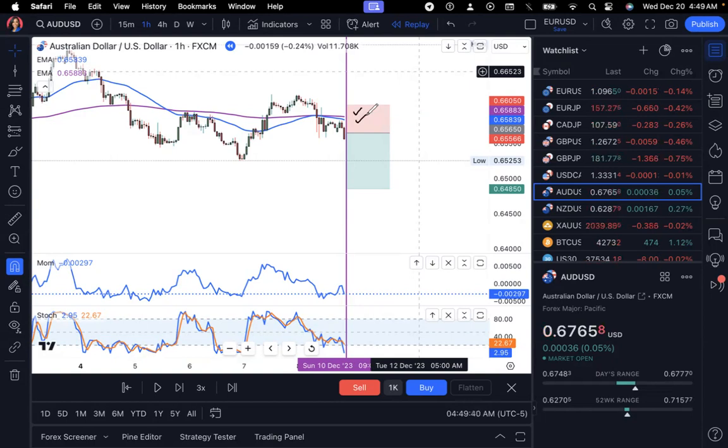Now, before you get into your trades, you do want to do some type of analysis and you want to collect certain information that's going to help you decide whether you should buy or sell. And for me, identifying the trend is one of the first things that I look for. The next thing that I look for is on my momentum indicator.